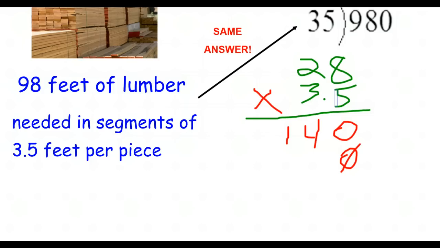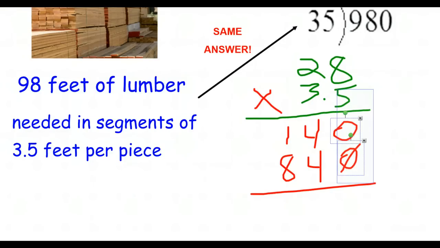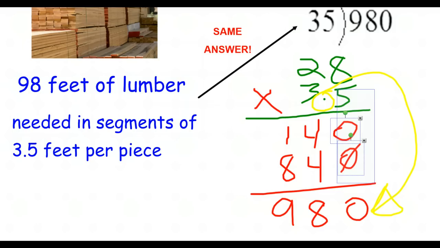3 times 8 is 24. 3 times 2 is 6, plus 2 is 8, and when we add this all up, we get 0, 8, 9, 1 decimal place. If you don't remember this part, go back and look at the video lesson on multiplying decimals, and we do, in fact, get 98 feet of lumber. So 28 is the answer we're looking for.